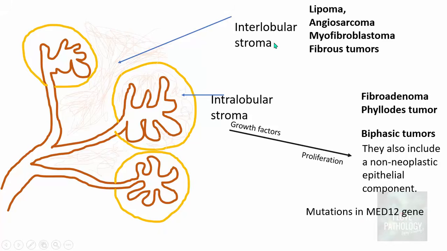The tumors which arise from the interlobular stroma are lipoma, angiosarcoma, myofibroblastoma and fibrous tumors, the angiosarcoma being the malignant tumor. So let's learn about these two tumors, fibroadenoma and Phyllodes tumor.